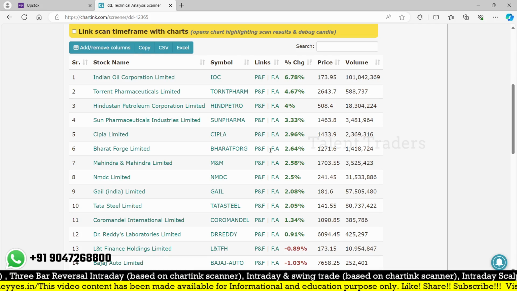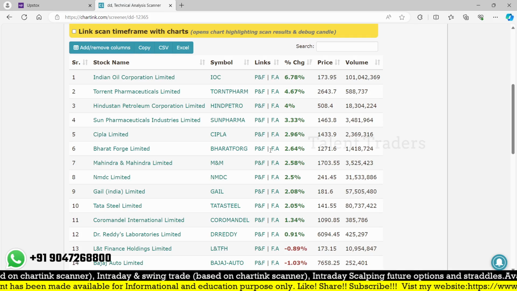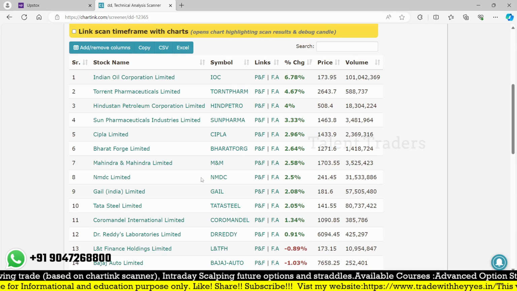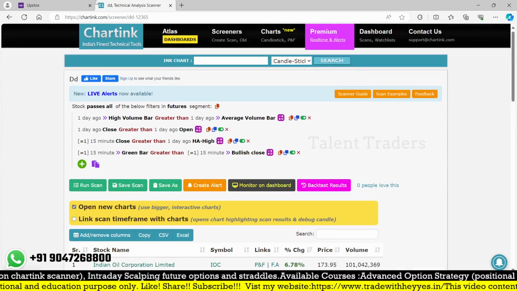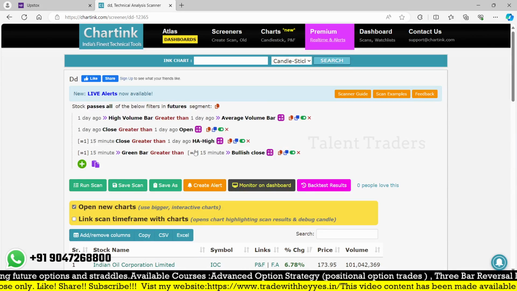So this is the idea, where I'm just giving you some scanner list, and based on that you can create your own ideas too. I hope you understood the concept, and this is one more opportunity for an intraday breakout. That will help you find some good trade opportunities.